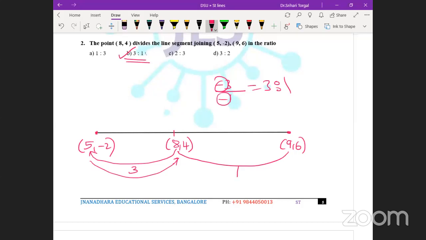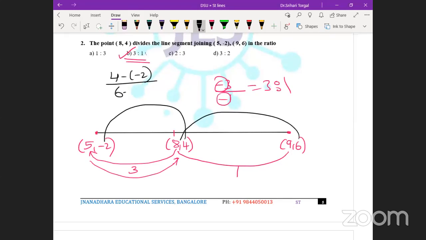Yes, Megha. We can take the y coordinate also, no problem. Let me show you that way also. 4 minus of minus 2 divided by 6 minus 4, 6 by 2, here 3 by 1. Is that right? You can take the y coordinate also, no problem in that. I think all of you got the idea about ratio.